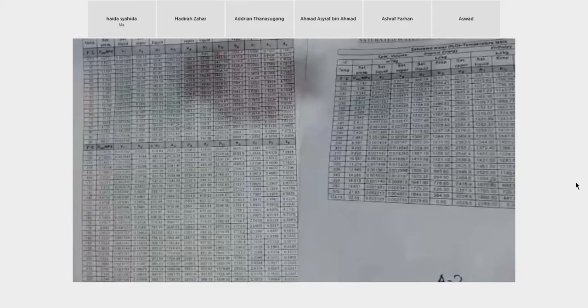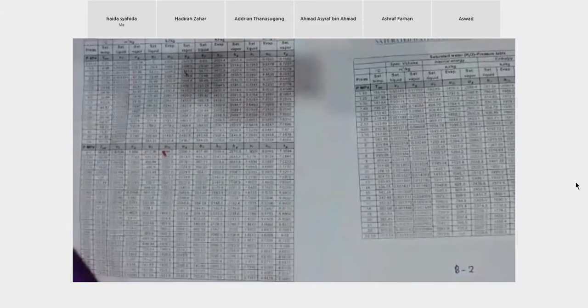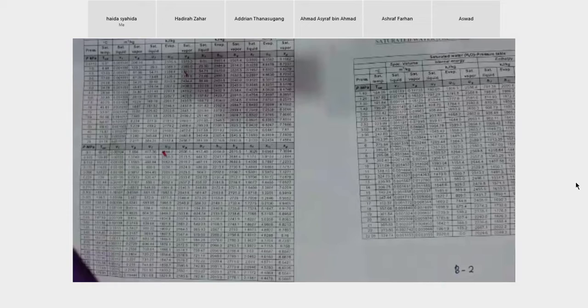Okay, the results here are almost identical on both sides. Okay, the only difference is that table A looks into the temperature first and table B looks into the pressure first. Okay, so kalau nak clear nanti saya tunjukkan yang dia punya table yang macam you lah.